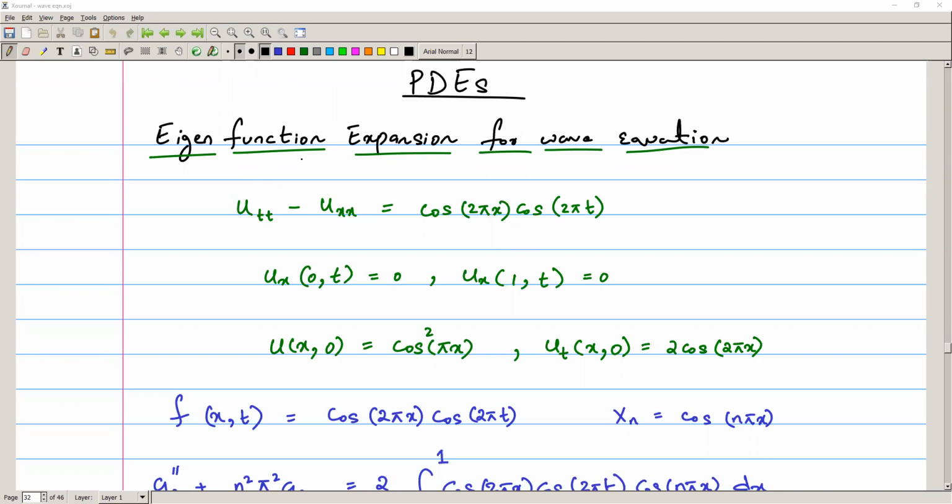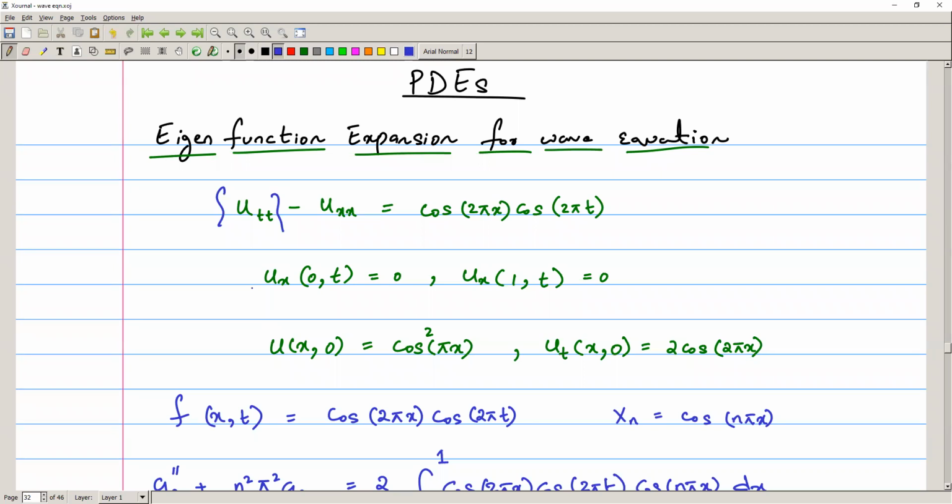So in this class, we are going to discuss the method of eigenfunction expansion for the wave equation. We already discussed it for the heat equation, and the method is almost similar. The difference is that we have the second derivative of u with respect to t in this case, whereas for the heat equation, we only had u_t, right?